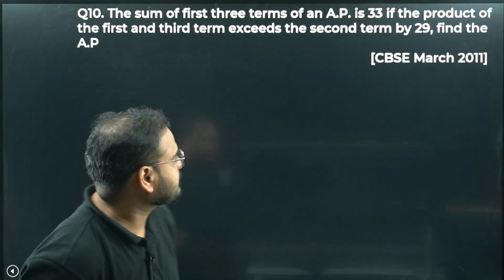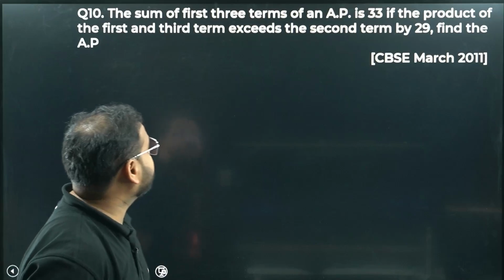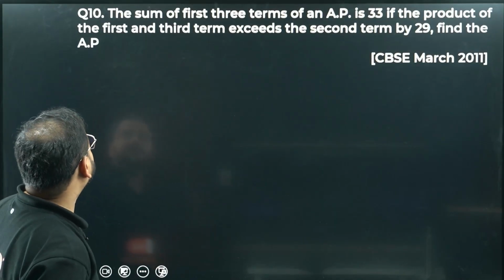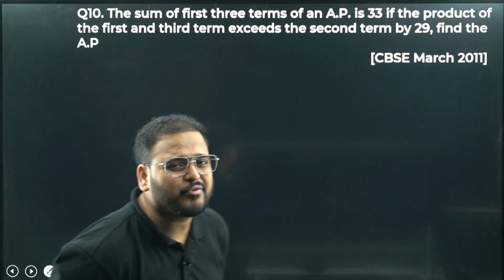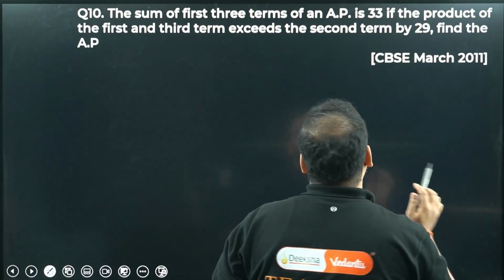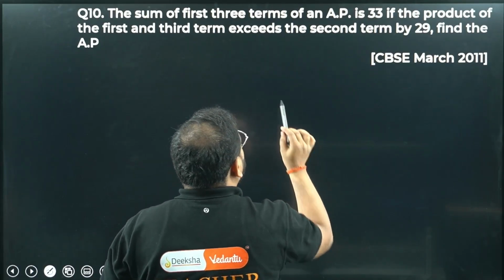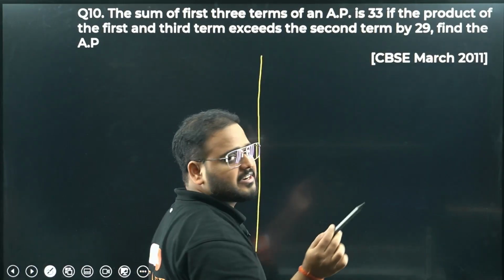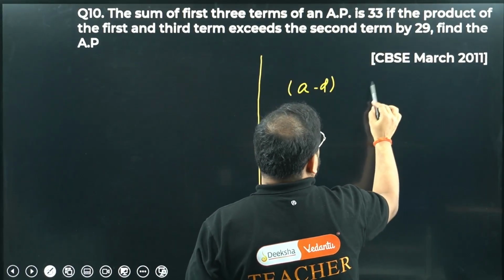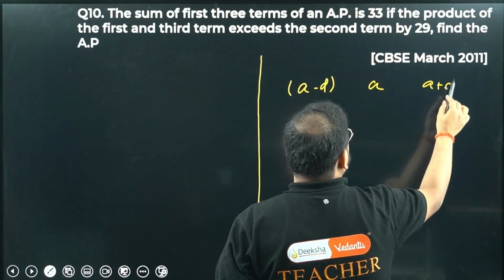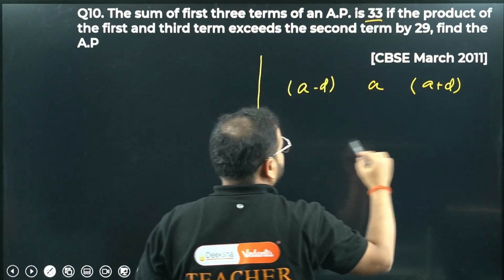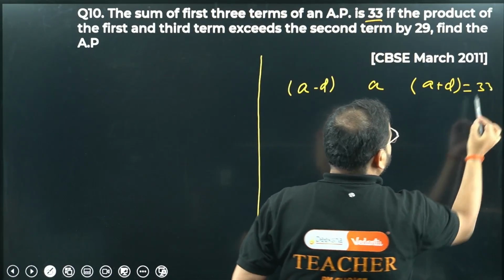Okay, question number 10. The sum of the first 3 terms of an AP is 33. If the product of the first and the third term, before moving to the second statement, let's make use of the first statement only. Why confuse ourselves? The first statement states the sum of the first 3 terms of an AP. We know how to take the first 3 terms: a minus d, a and a plus d. The sum is given as 33.